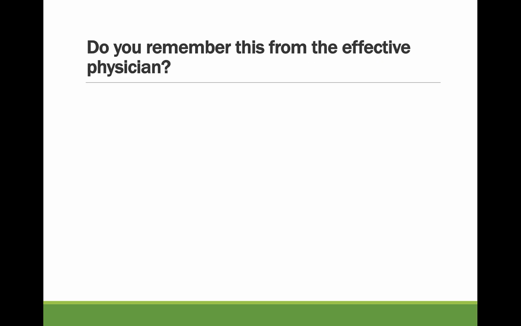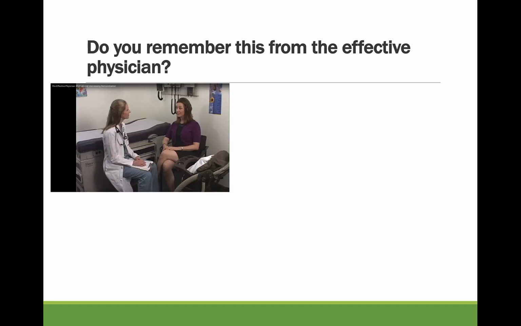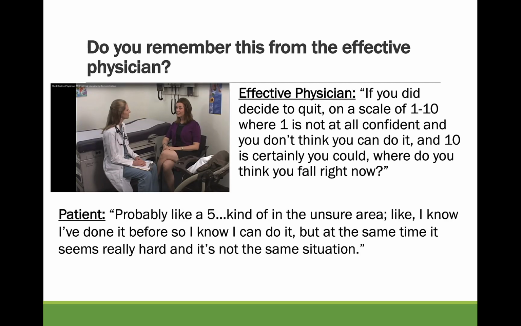Do you remember how the effective physician used the Readiness Ruler? Go back and see if you can see her use of this tool. At one point, she said, if you did decide to quit, on a scale of 1 to 10, where 1 is not at all confident and you don't think you can do it, and 10 is certainly you could, where do you think you fall right now? And the patient responded, probably like a 5, kind of in the unsure area, like, I know I've done it before, so I know I can do it, but at the same time, it seems really hard and it's not the same situation. And the physician probed further to gain more information.